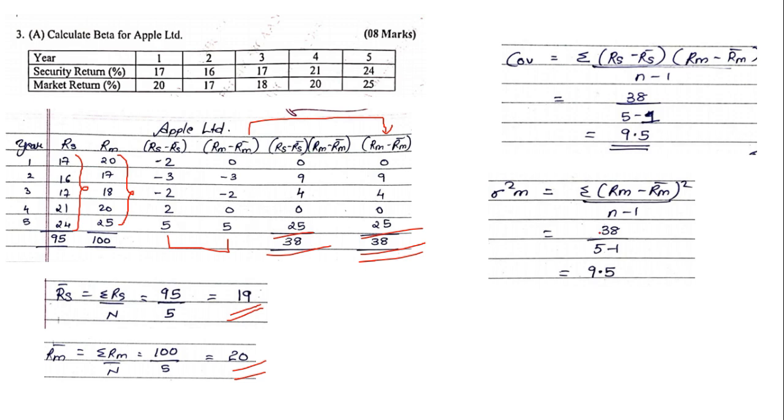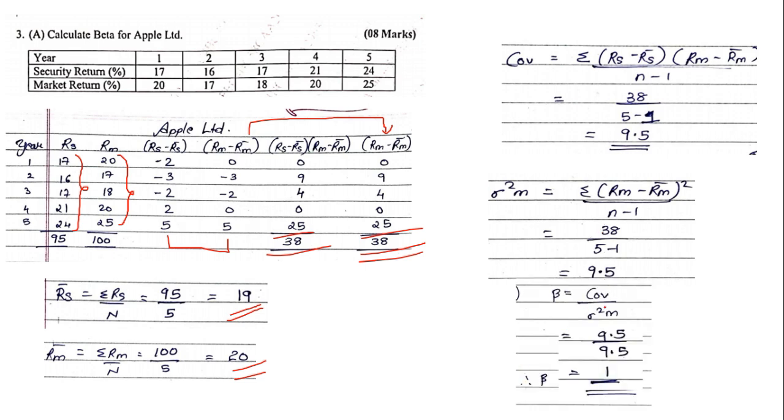Once you have both these values, we can apply beta. Beta is nothing but the covariance upon standard deviation squared m. So 9.5 upon 9.5 comes to 1. So the beta for the first sum is 1. That is how you all have to solve the very first question based on beta. You all can go through it once and then we'll jump to the next sum.